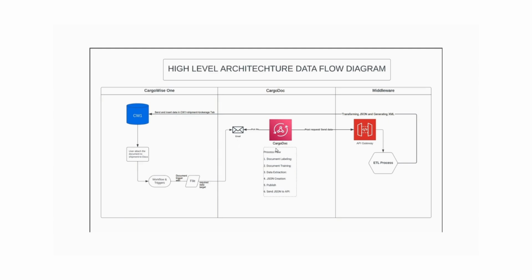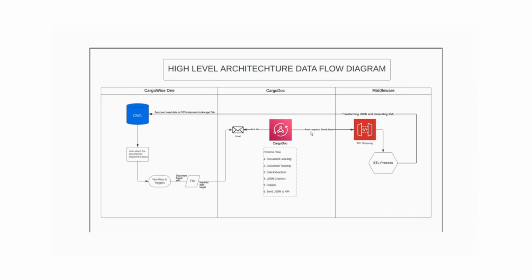Initially, we label the documents, train them, and extract the data. The extracted data is then used to create a JSON file, which is subsequently published. Finally, the JSON file is sent to the API.